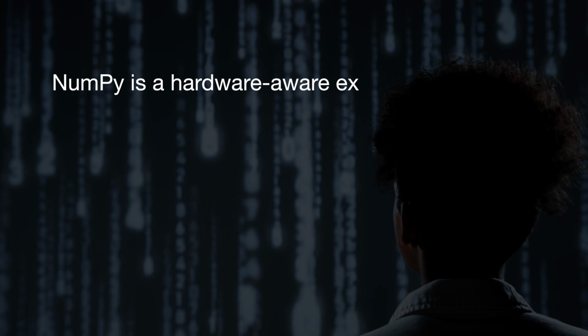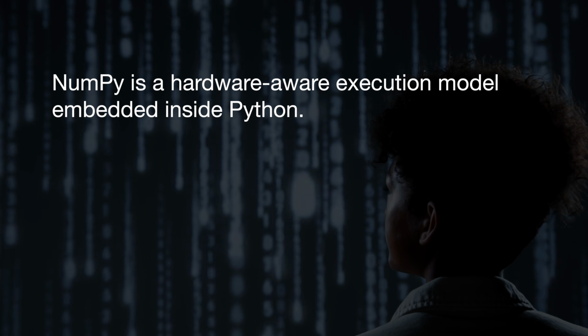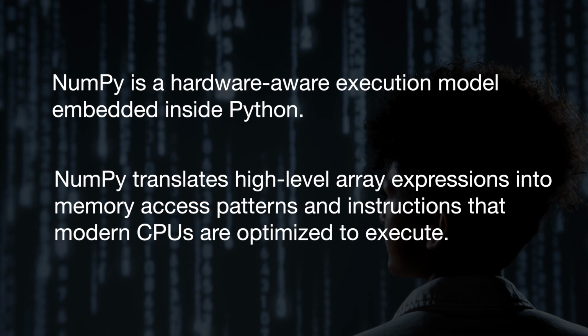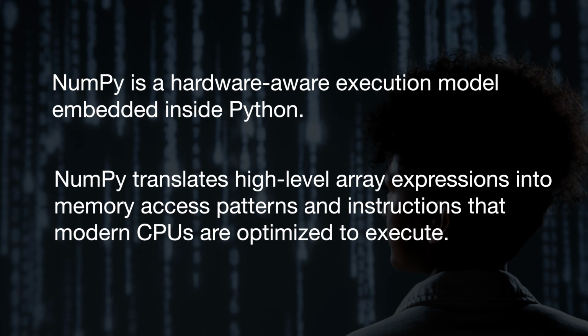This leads us to the final results. NumPy is not just a library for numerical computation. It is a hardware-aware execution model embedded inside Python. It translates high-level array expressions into memory access patterns and instructions that modern CPUs are optimized to execute. That's why NumPy is fast, and that is why its behavior sometimes feels strict or unforgiving. And that's why understanding memory and hardware matters more than memorizing APIs. If you understand these three ideas, you understand NumPy. And more importantly, you start seeing performance not as something mysterious or magical, but as something mechanical.